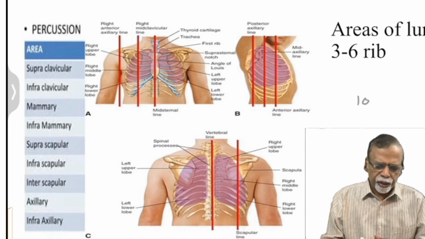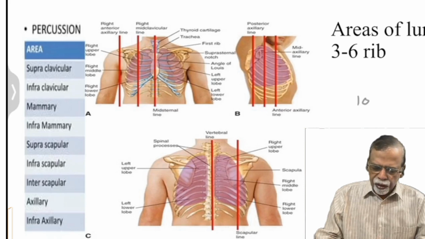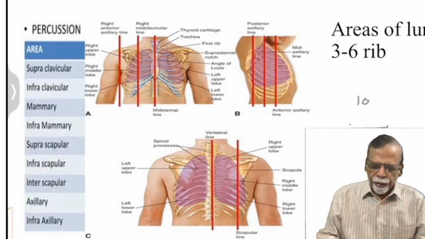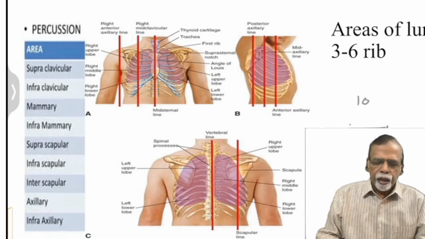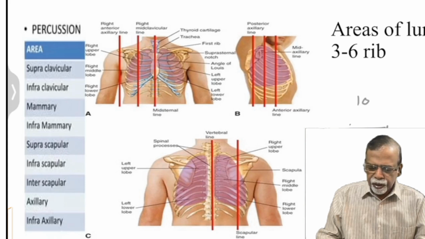These areas are: above the clavicle is the supraclavicular region. Below the clavicle comes the infraclavicular region, which is up to the third rib. Third to sixth rib comes the mammary area. That is the sixth rib. Below the sixth rib is the inframammary area. So these are the parts in the anterior part of the chest.